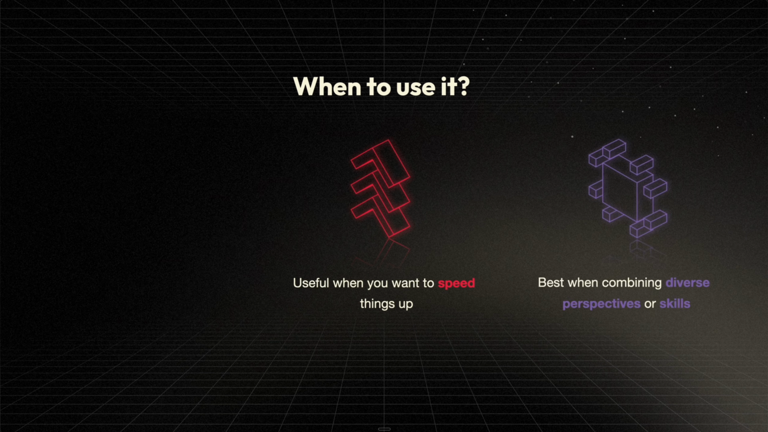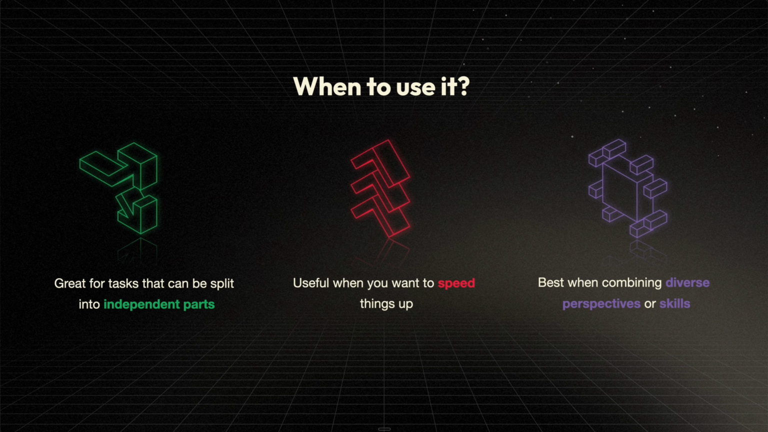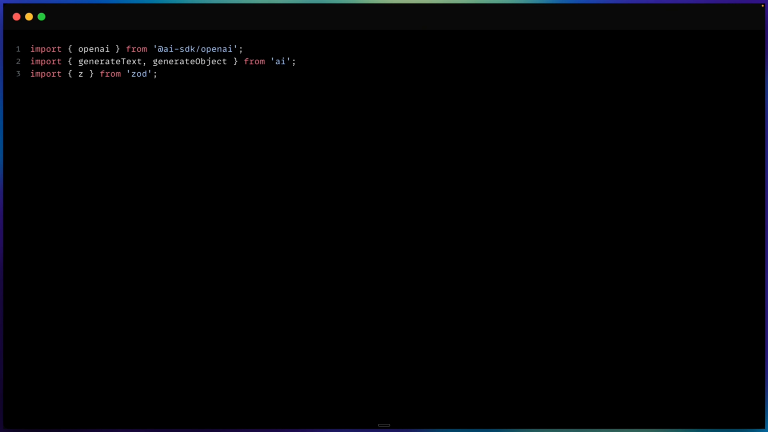If you need multiple perspectives or evaluations, or if each piece benefits from an isolated focus, like performance or readability. Let's quickly break down the code for this workflow. We start by importing OpenAI, generate text, generate object, and Zod, and set up our GPT-4o model.